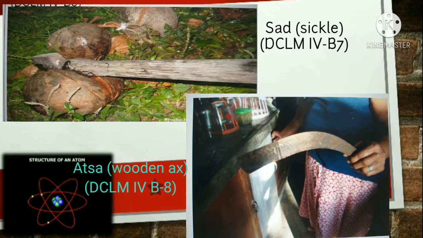Other examples of materials most farmhouses have are the sod or sickle and the atsa or wooden axe. A sod is a farm tool in which the handle is made of wood or melted plastic materials, used to harvest the mature rice stalks. On the other hand, a wooden axe or atsa is a farm tool with a wooden handle used to break the mature coconut fruit and to chop or cut large pieces of wood.